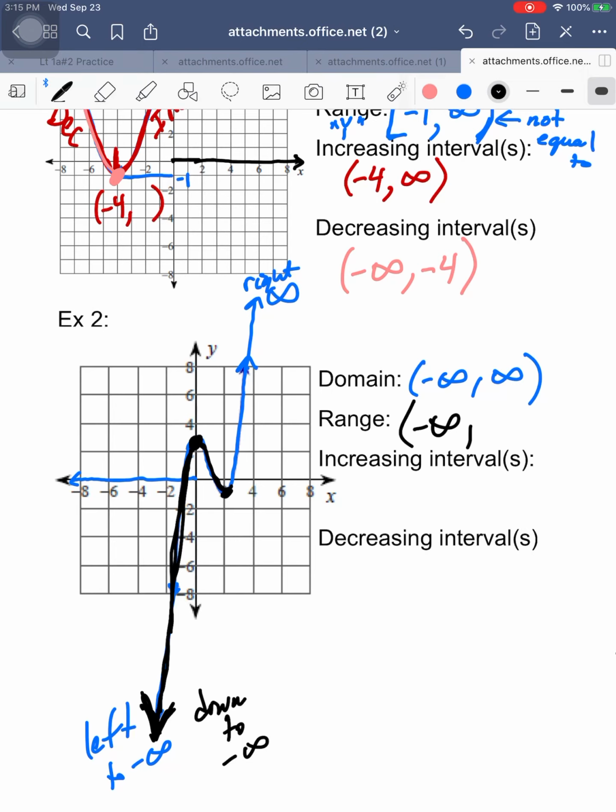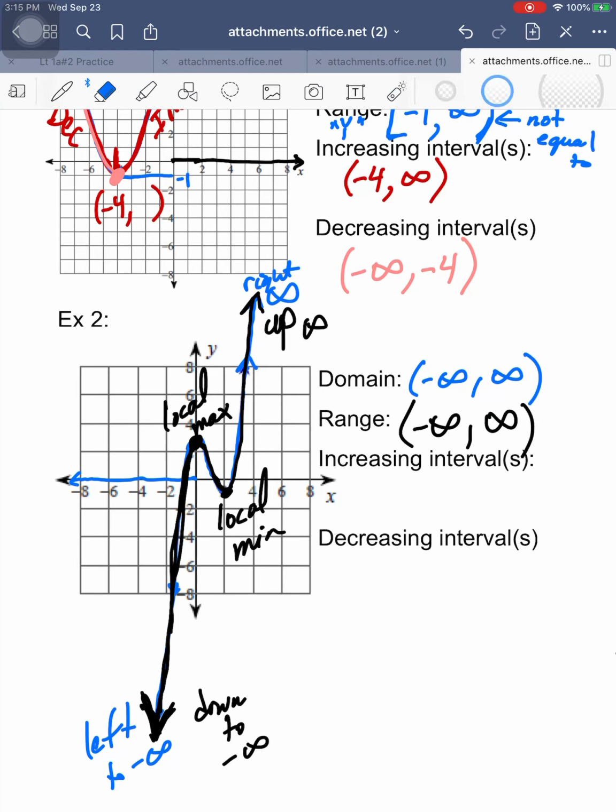And then how high will it go? There's a local maximum here. That's a local max and a local min, but it's not the actual max or min of the graph. The max of the graph keeps on going up, up, up. It's going to go up to infinity also.